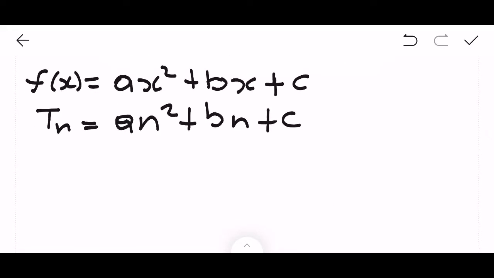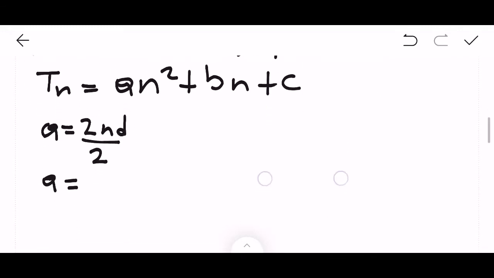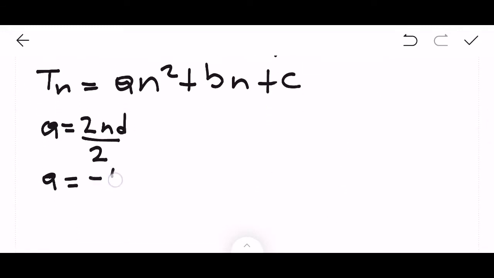So now we need to find a, b, and c. So a equals the second difference divided by 2. Now remember that our second difference was minus 6, so we have minus 6 over 2. So a will be equal to minus 3.